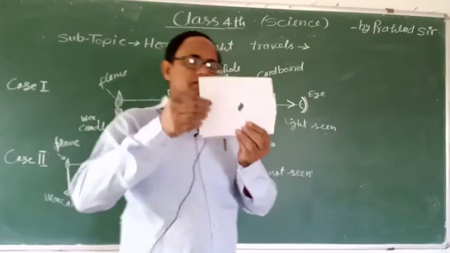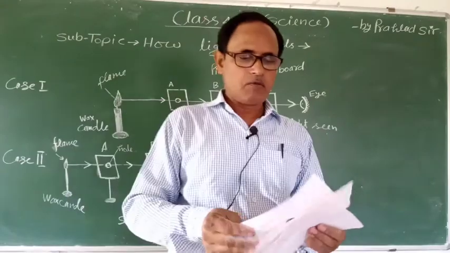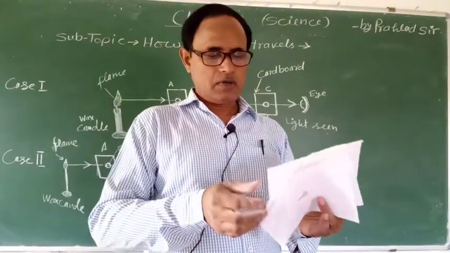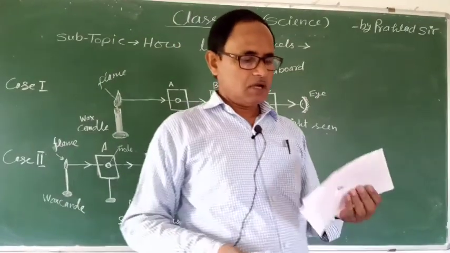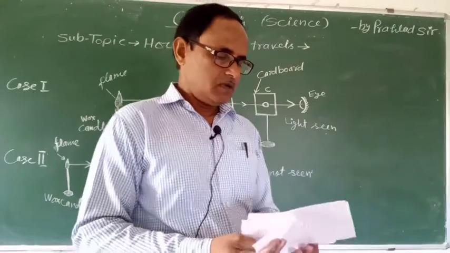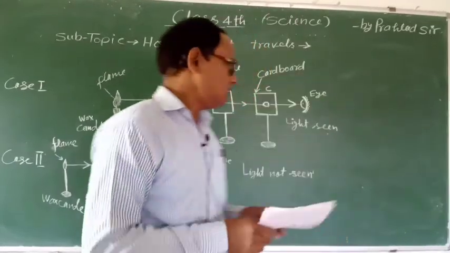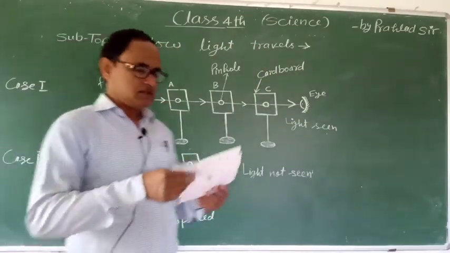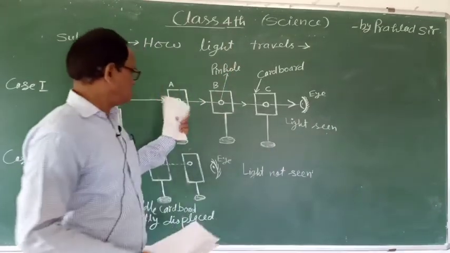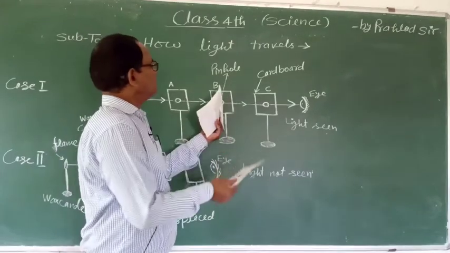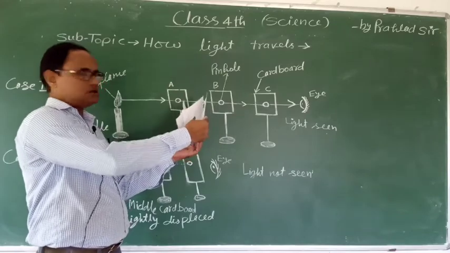Okay students, these cardboards you name A, cardboard B, and cardboard C. You can make them like this, and these three cardboards you arrange in this system: A here, B here, and C here, as you stand.